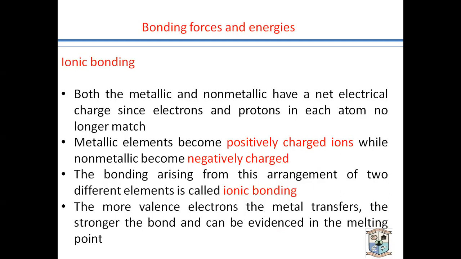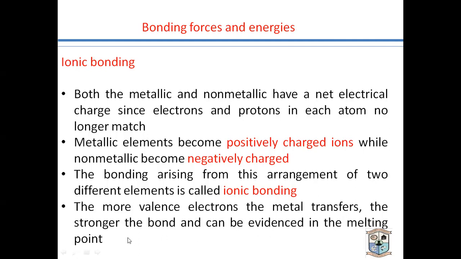Just before we move on, in case there are some who may not have understood: the element that loses an electron, in the case of sodium and chlorine, which one loses an electron? It's the sodium. As it loses an electron, it becomes positively charged. The atom that gains an extra electron, an electron being negatively charged, adds more negativity to itself and becomes negatively charged. The last point here: the more valence electrons the metal transfers, the stronger the bond, which can be evidenced in the melting point.